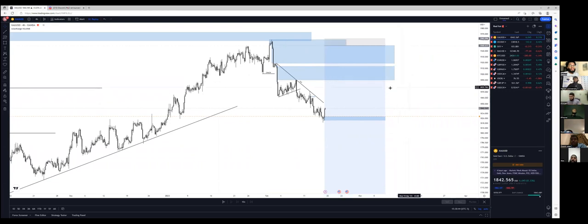Why? Because we don't trade impulsively from one zone. If price taps here, we're not going to sell straight away. We're going to wait to see which zone gets respected and which area is valid for distribution to occur.